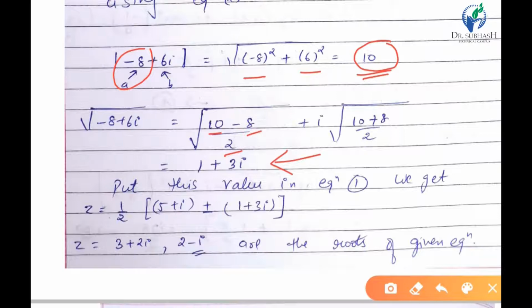Now we put this value in the above equation 1. We get z equal to 1 by 2 into 5 plus I plus or minus 1 plus 3I. When we take plus sign, we get here z equal to 3 plus 2I. When we take minus sign, we get here value as 2 minus I. So these are the roots of the given quadratic equation.